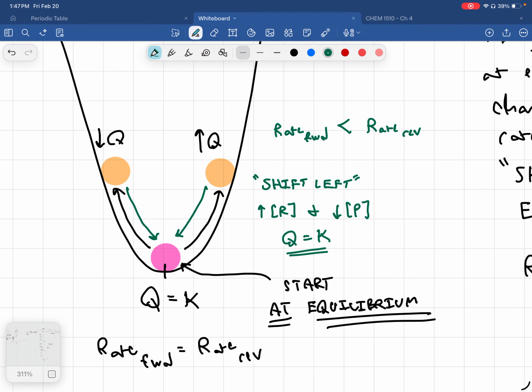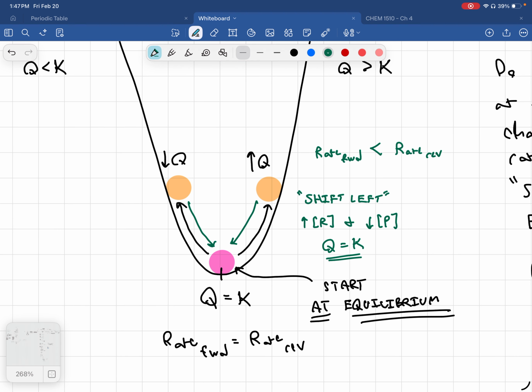Because the reverse rate is faster than the forward rate, you would observe it forming more reactant and consuming more product, even though the cycle's occurring, it's just occurring faster in one direction than the other. So it will appear that all that's happening is reactant concentrations are going up and product concentrations are going down until it reaches equilibrium again.